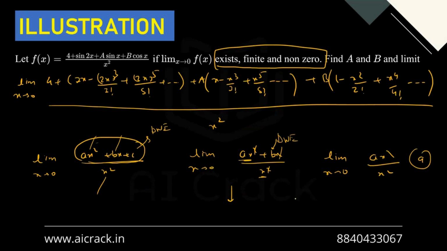Now let's take one more case. We have limit x approaches 0, a x square plus b x cube divided by x square. In this case, x square and this get cancelled out and we have a constant term over here, and we have x approaches 0.